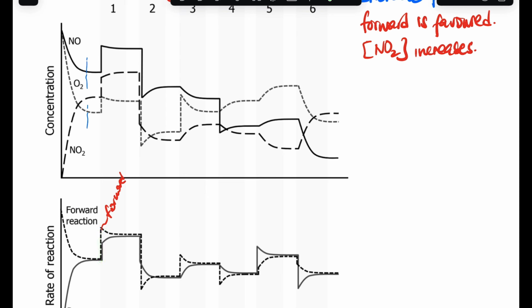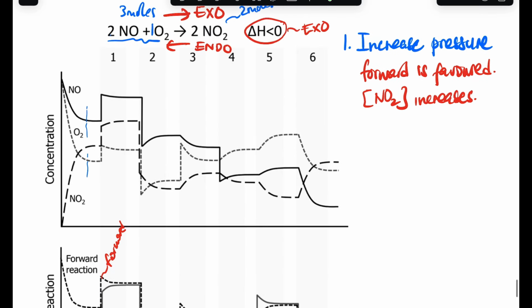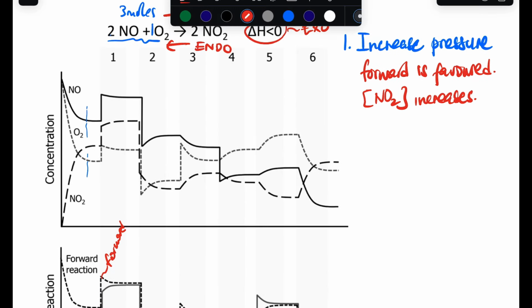Now let's look at number 2. Number 2, what happened in number 2? In number 2 here, it has reinstated another equilibrium after the disturbance. It reinstated the new equilibrium. They are now at equilibrium, and now there's another disturbance at 2, right? At 2. So what happened at 2?